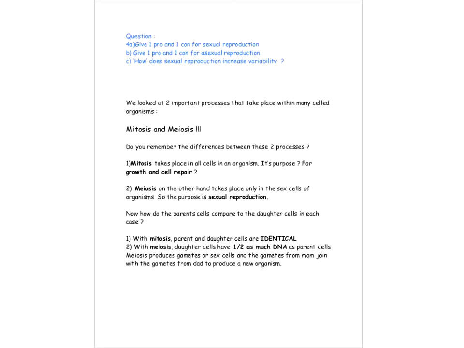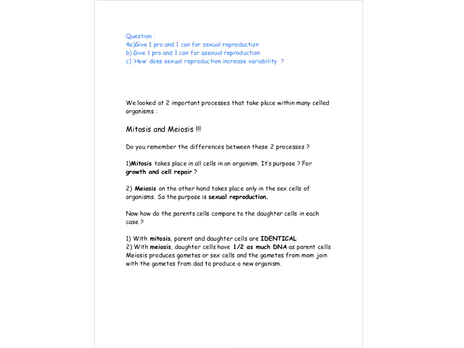With the other one, they're different. So let's see which is which. With mitosis, the parent cells and daughter cells are identical, absolutely identical. And we want them to be identical, right? Because we want our body to look the same. We don't want to be changing all the time.